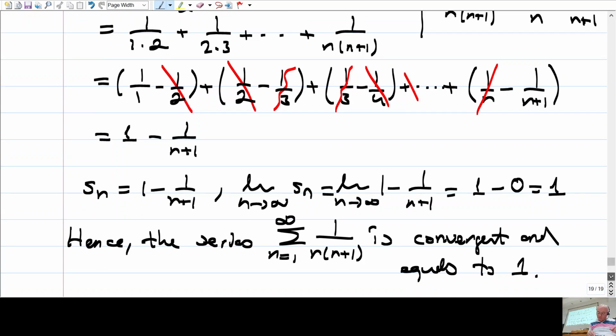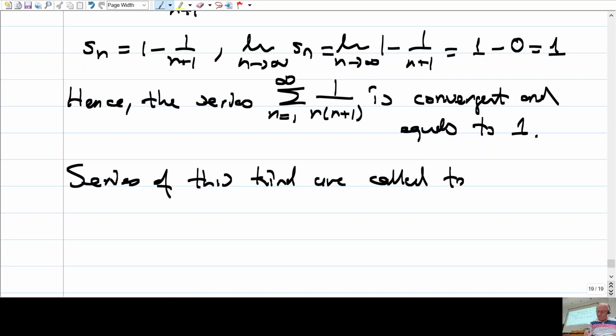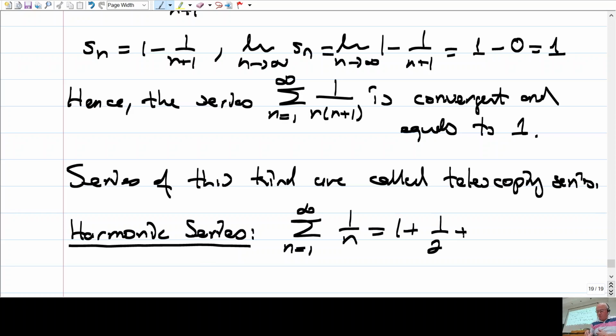What about the harmonic series? Series of this kind are called telescoping series. What about the harmonic series? What is this? The harmonic series is the series given like this: the sum of 1 over n from 1 to infinity. So this is the series 1 plus 1 over 2 plus 1 over 3 till infinity.